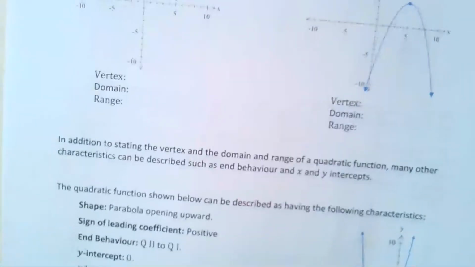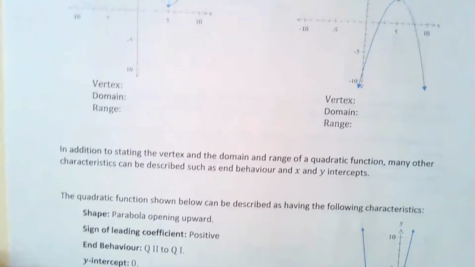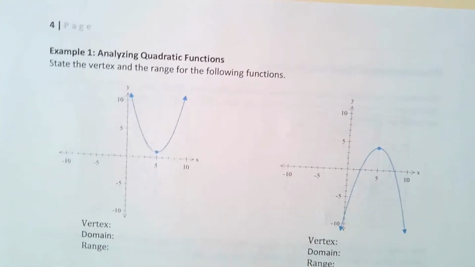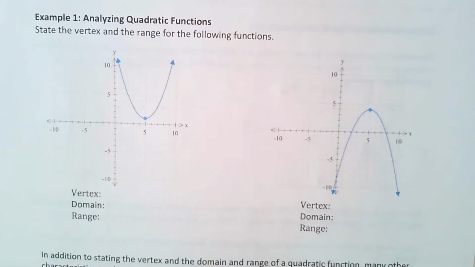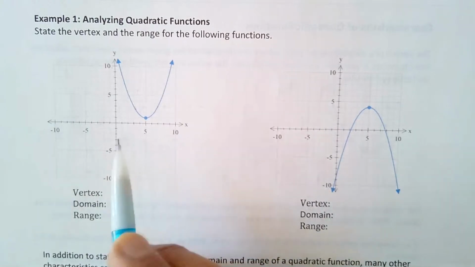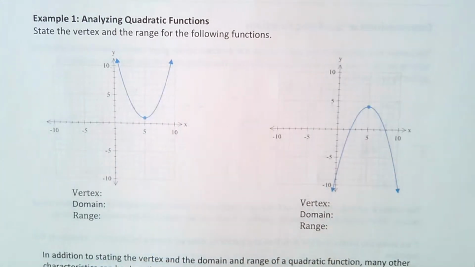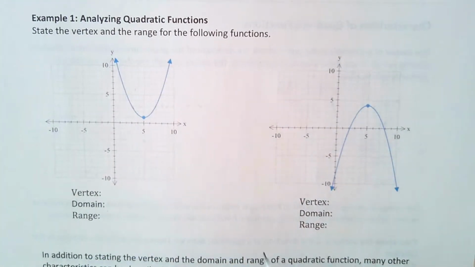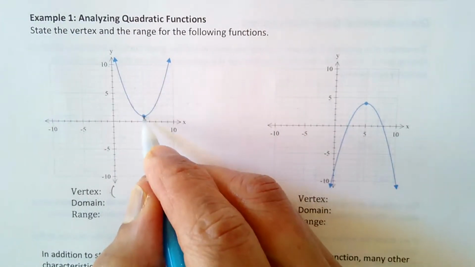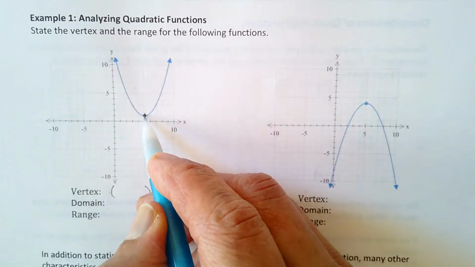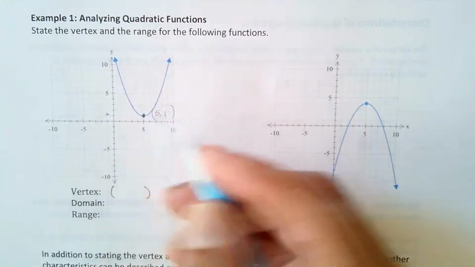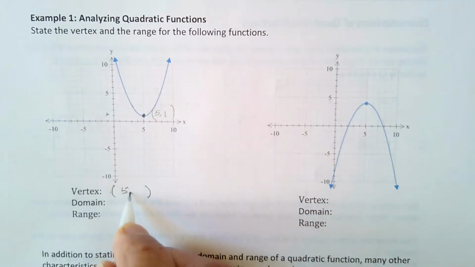So let's look at our example in analyzing functions. Now you're given a graph. In this case, we don't need a calculator. Here we have a graph going up. So we know this is a positive graph. But it asks us to find the vertex. Now, the vertex in this case is the minimum point here, which is 5, and this is 1. So vertex is 5, 1. We'll indicate that here.